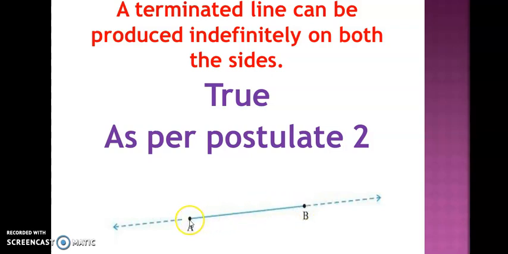You remember, children? Here AB is the line segment, meaning it is a terminated line. Here the points A and B are the terminating points, and this line segment, if we produce it indefinitely, it will be produced, isn't it? So this statement is true. I hope you understood, and also you agree with this statement. Okay, shall we move on to our next statement?